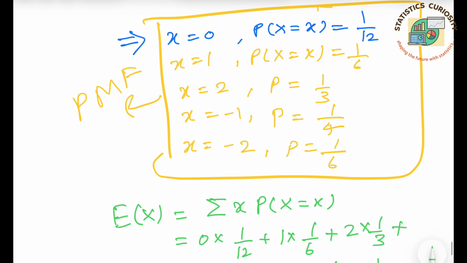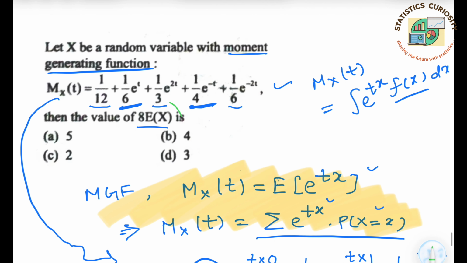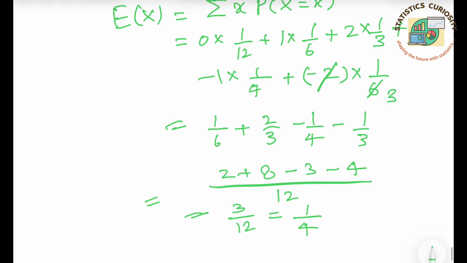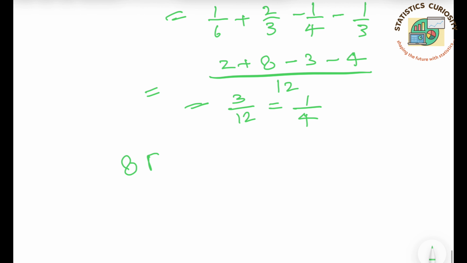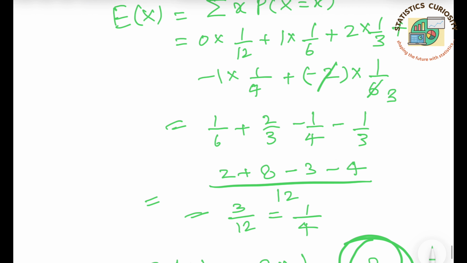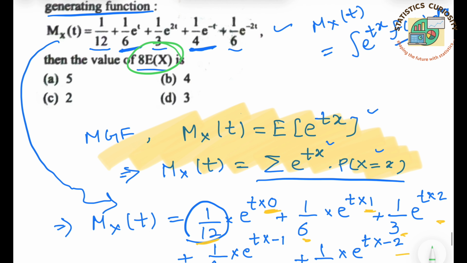And what you need to find is 8 multiplied by expectation of x. So 8 multiplied by expectation of x is equal to 8 multiplied by 1 by 4, that is 2. So 2 is the correct option. So option C is the correct answer.